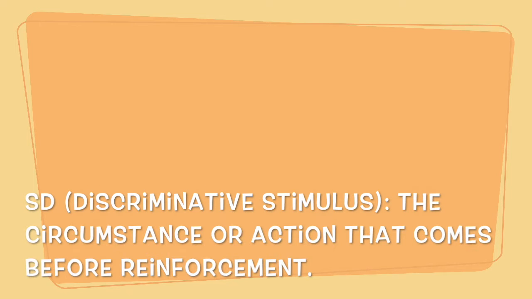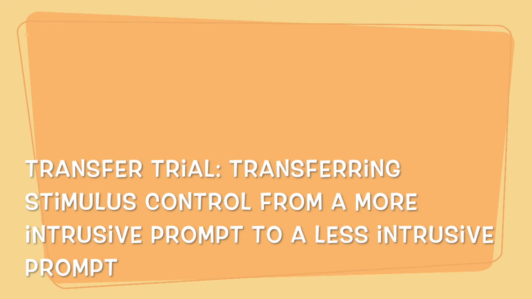An SD, or a discriminative stimulus, is the circumstance or action that comes before reinforcement. So this is what you will say or do to get your learner to do the desired behavior. The learner knows that if they do the desired behavior, then they will earn reinforcement. During a transfer trial, you are transferring stimulus control from a more intrusive prompt to a less intrusive prompt. So this is fading out the amount of prompt or assistance given to the learner.